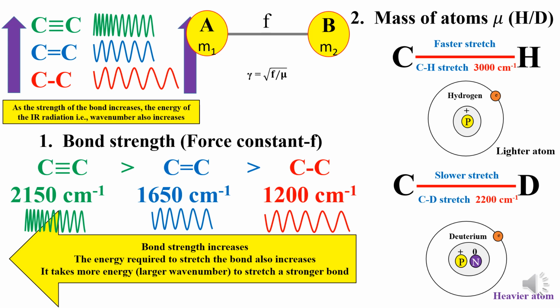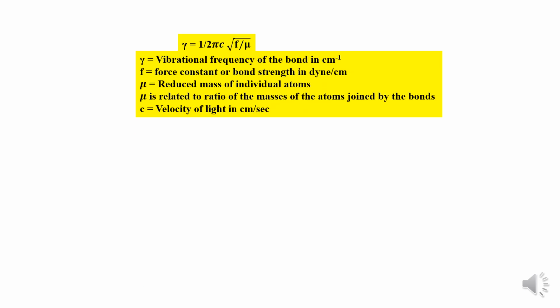So the two important parameters that influence the vibrational frequency of a bond holding the two atoms together are the bond strength or the force constant and the mass of the atoms. Now this is the final equation given by Hooke's law. Where did this 1 by 2 pi c come from? That is because frequency is equal to c by lambda, where c is the velocity of light in centimeter per second and lambda is the wavelength of the IR radiation.